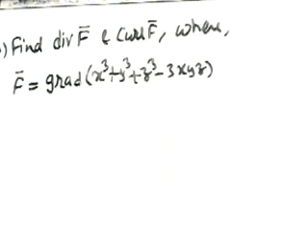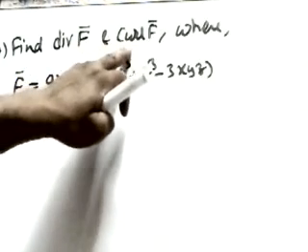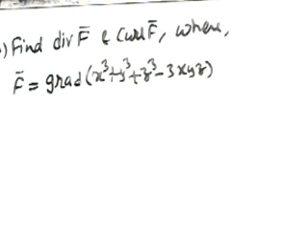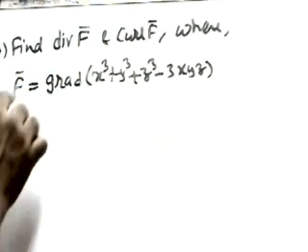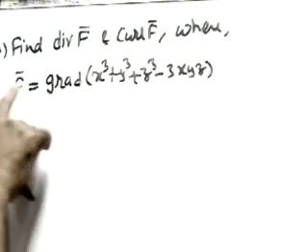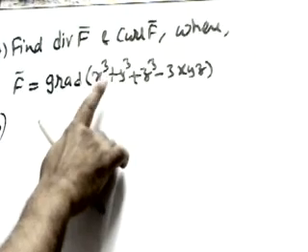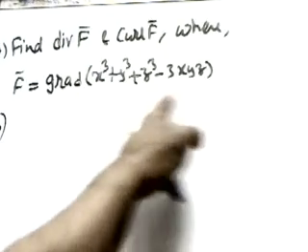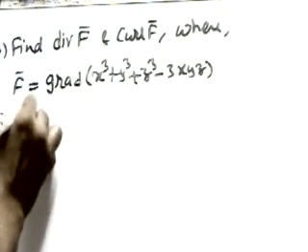Now see here, we have to find the gradient of x cube plus y cube plus z cube minus 3xyz. Find the divergence of F and curl F, where F equals, watch carefully, F is not given, we have to find F. How to find F? It is the gradient of this function. F equals gradient of this function. So first let me find the gradient of this function.